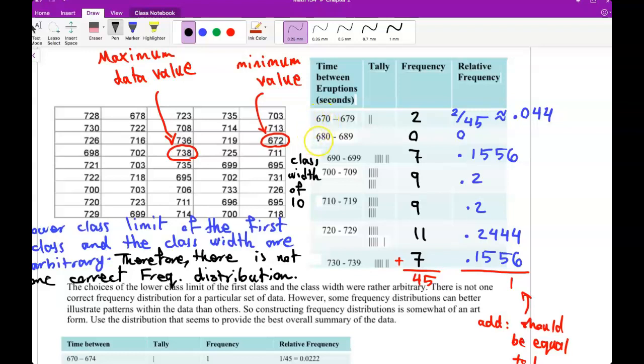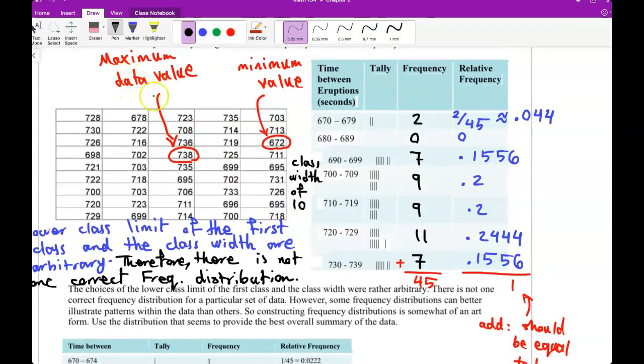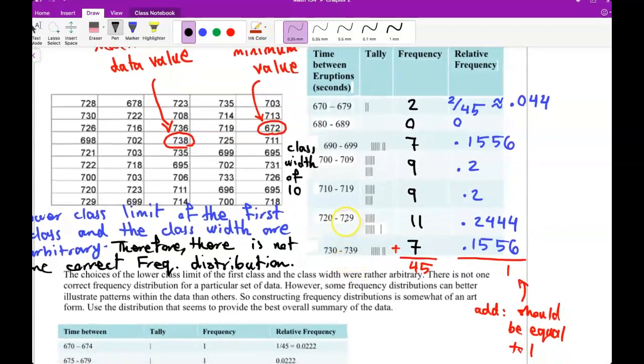So 670 plus 10 is 680, 680 plus 10 is 690, and so on, up to 720 plus 10 is 730. Then after that, you should see what the maximum data value is. Here it is 738, and here we have 729. Again, I did the same thing: plus 10, we got 739. And we stop here because we already have all these numbers in these intervals, and we already have 7 classes.